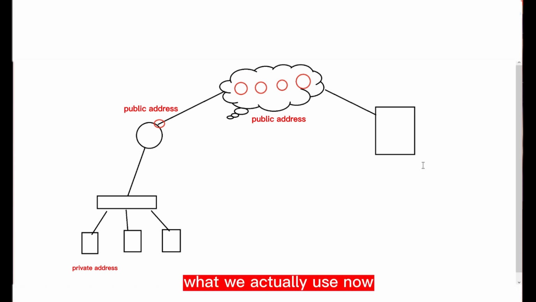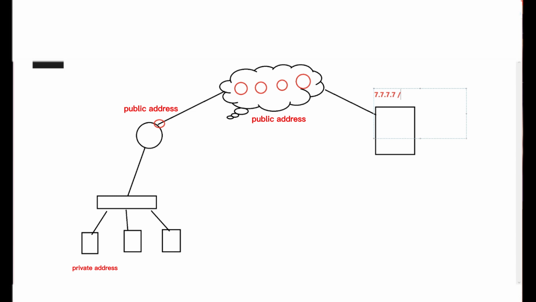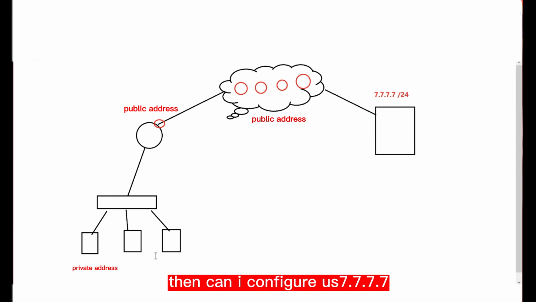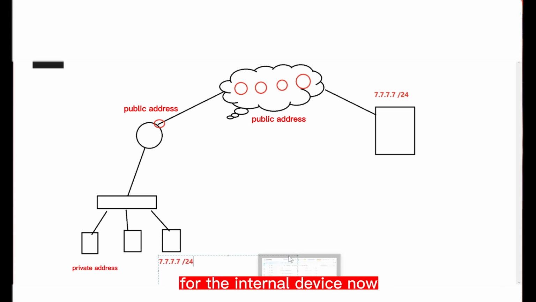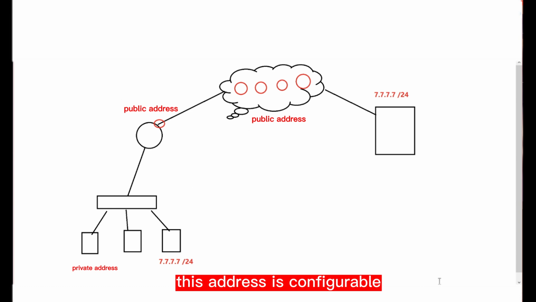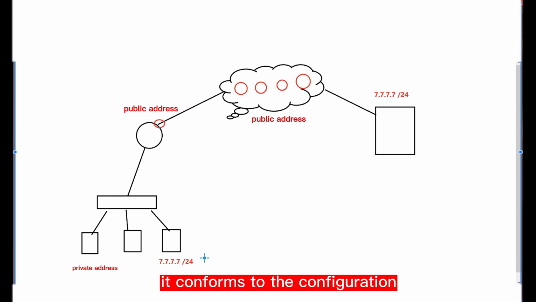What we actually use now is such a technology. If the current Google address is 7.7.7.7, it has a mask of 24 bits. Then can I configure 7.7.7.7 for the internal device now? Okay, this address is configurable. The reasons are as follows. First, it conforms to the configuration specification for IP addresses.